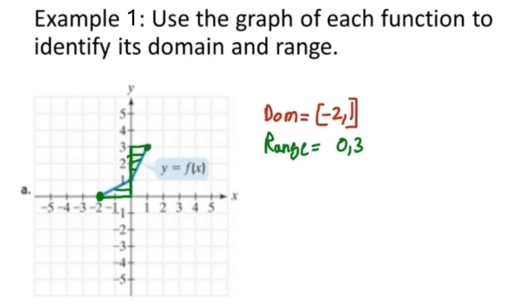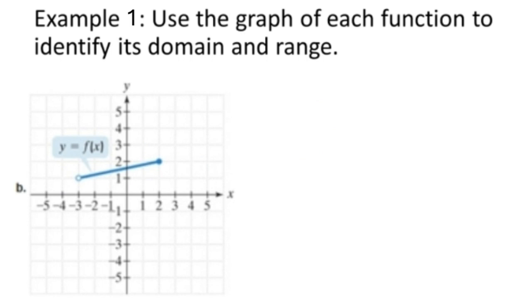We would put a closed bracket around 0 because of the closed dot, and a closed bracket around 3 also because of the closed dot. So the domain of our function is -2 to 1, including -2 and 1, and our range is 0 to 3, including 0 and 3. Next, we're going to find the domain and range of our second graph.